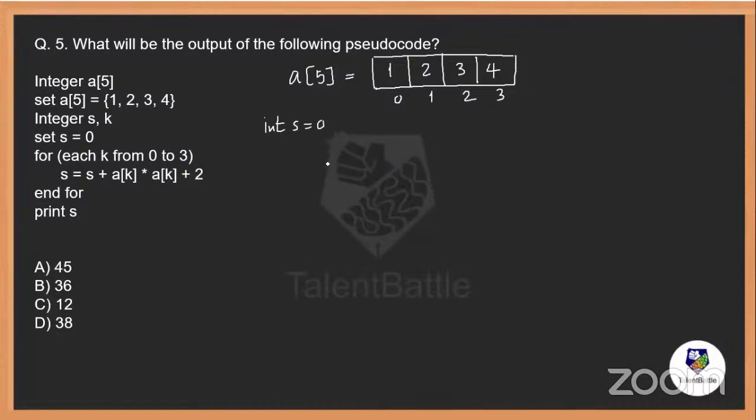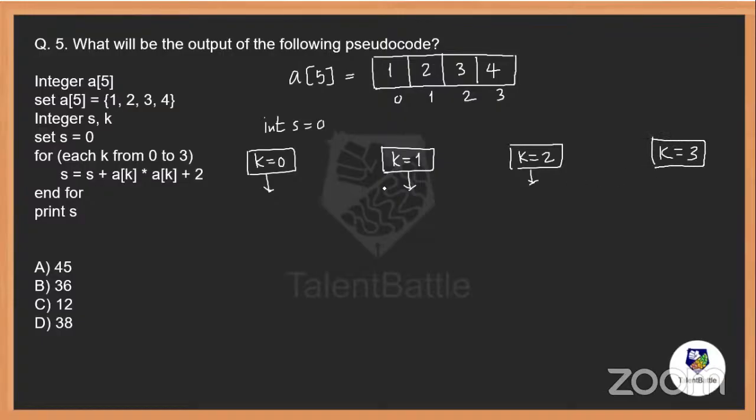Now, according to the number of iterations, we will divide the screen for every iteration. First iteration, when the value of k is 0. Second iteration, when the value is 1. Third iteration, when the value is 2. And fourth iteration, when the value is 3. And in every iteration, we have to calculate the value of s as per the provided expression.